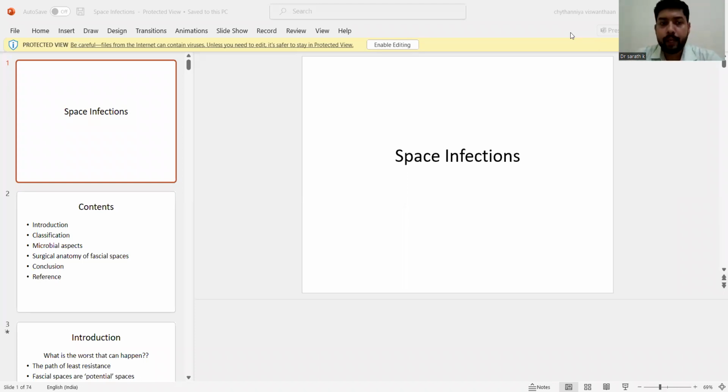My today's topic is about space infections. So before going into the details, we'll check what the contents are.